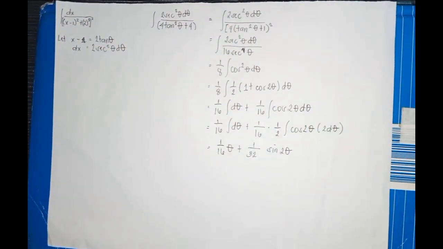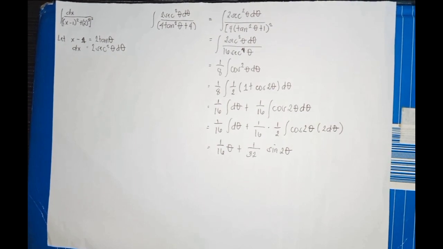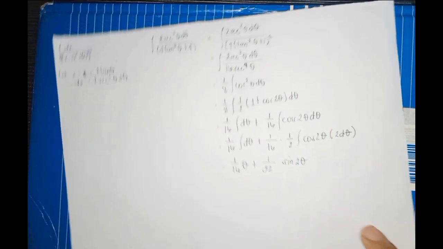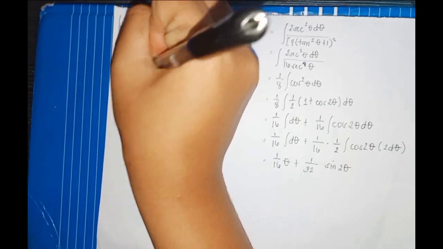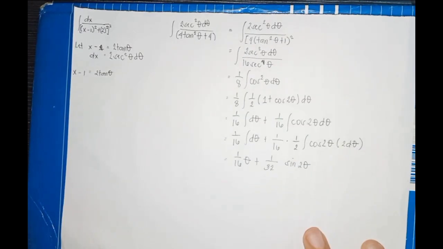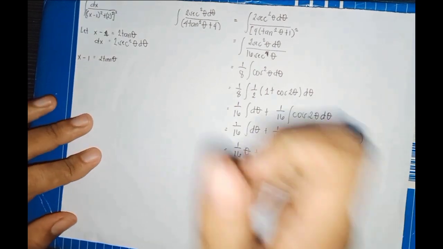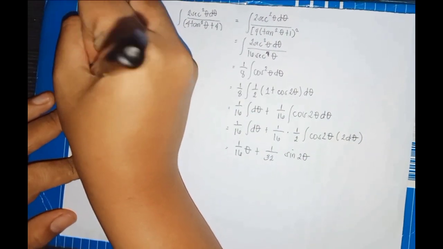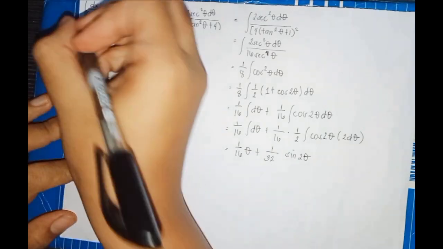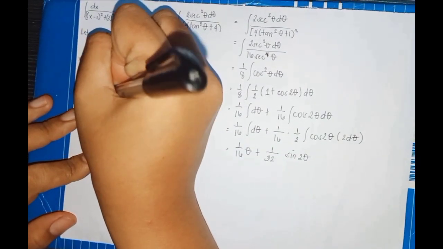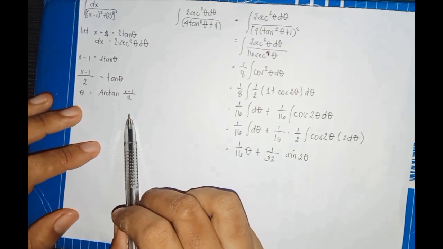Okay, so for the value of theta, we will first solve x minus 1 is equal to 2 tan theta, and x minus 1 all over 2 is equal to tan theta, and then our theta will be arctan x minus 1 all over 2. So this will be our theta.